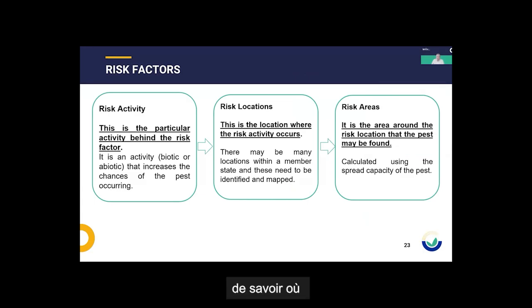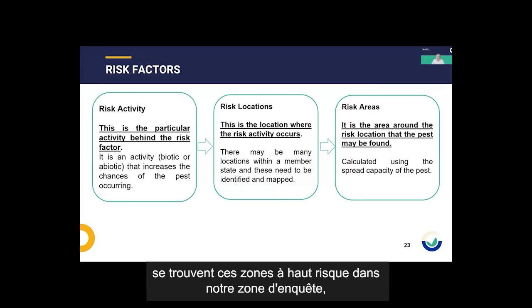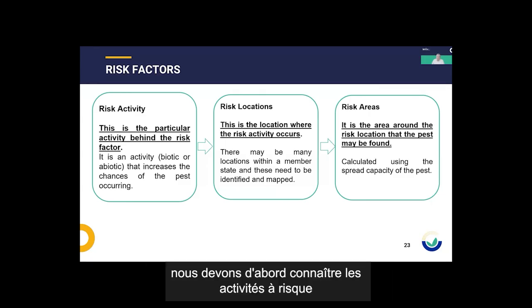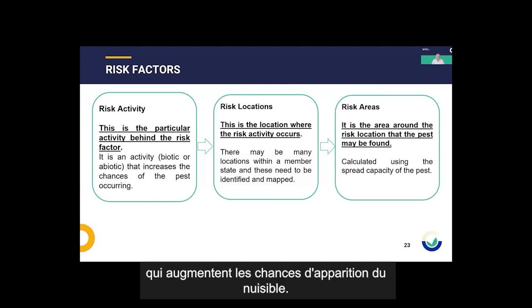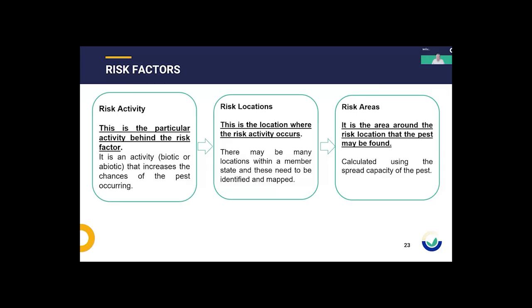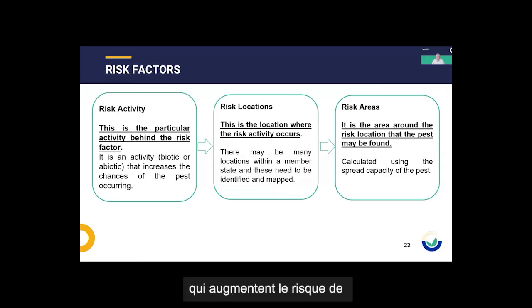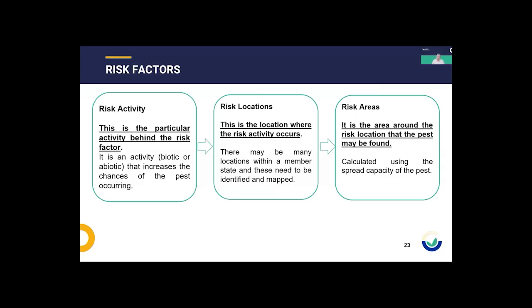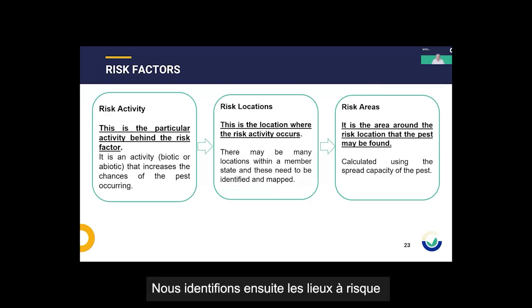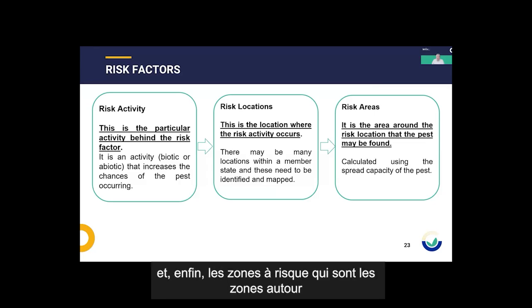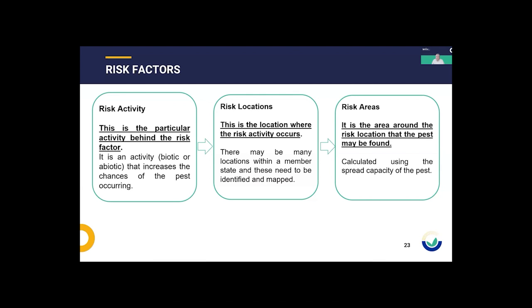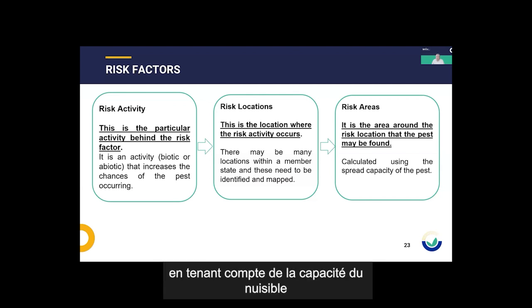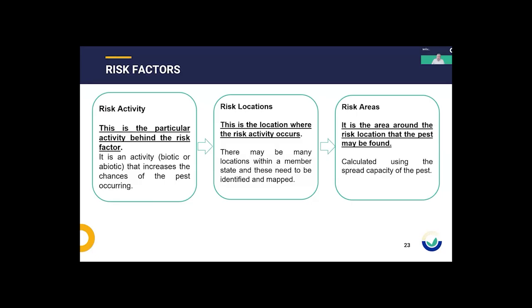But in order to know where these areas of higher risk are located in our survey area, we should first know what the risk activities are that increase the chances of the pest occurring. Then we identify the risk locations where the risk activities occur, and finally the risk areas, which are the areas around the risk location where the pest may be found, usually calculated taking into account the spread capacity of the pest that was presented in the previous slides.